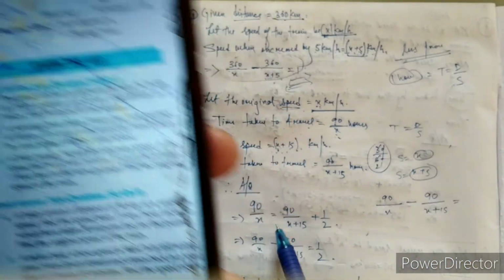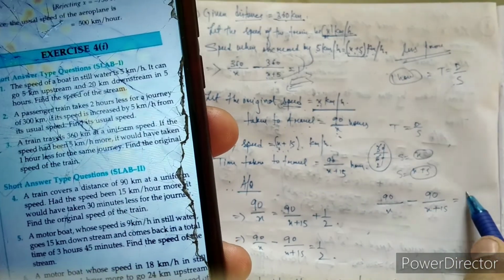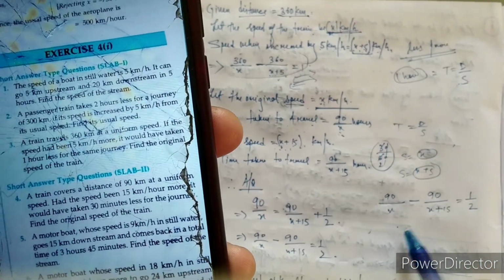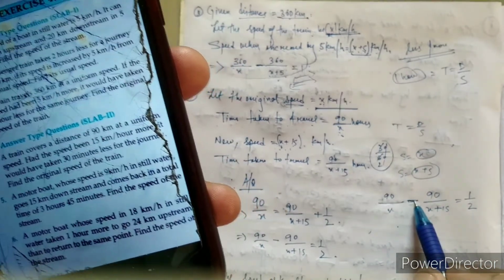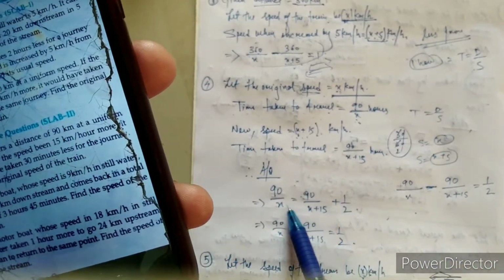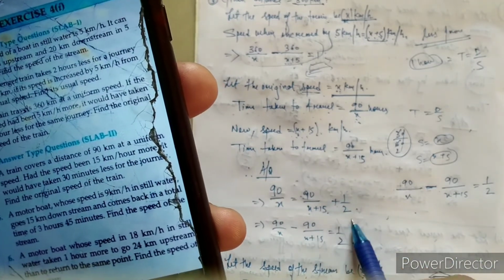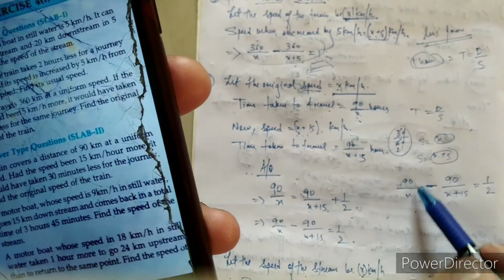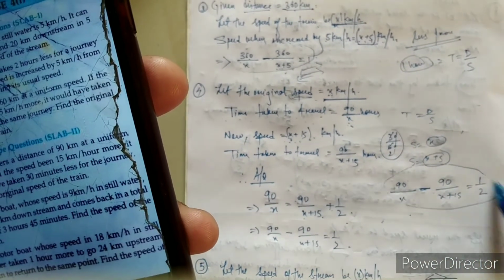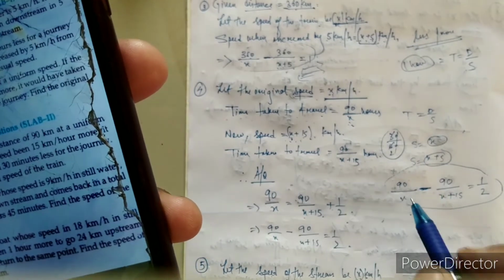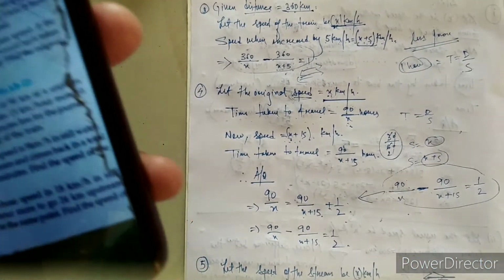So I have written the equation in this way. But if I want to write it in another way, it will be something like this. As I told you, whenever you see minus, a negative sign will come. So even if you want to write it in positive, you can write 90 by x equal to 90 by x plus 15 plus 1 by 2. Or you can write 90 by x minus 90 by x plus 15 equal to 1 by 2. So both the equations are the same only.